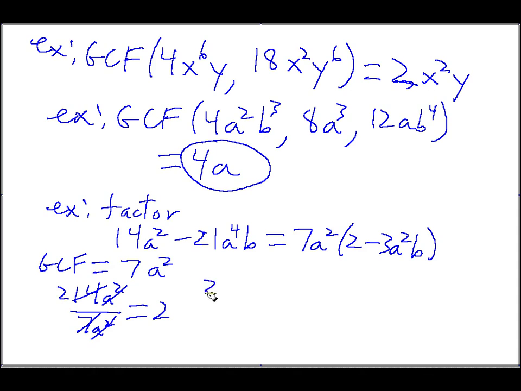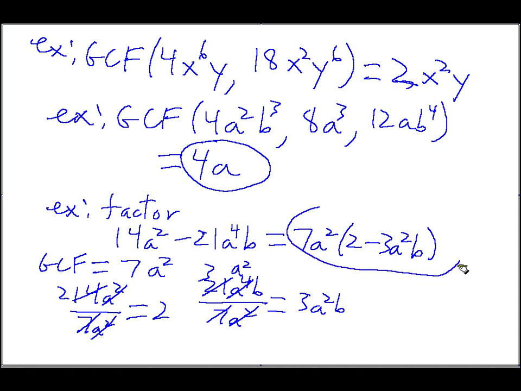Likewise, if I take 21a to the 4th b over 7a squared, 7 into 21, 3 times. a squared can cancel with a to the 4th. There's a squared left up here, and there's b left. So therefore, this is going to be 3a squared b. And that's how we got that. But hopefully we can figure it out in our head without showing all the work here. But again, this is the solution we're looking for. Factoring means rewriting this expression as a product. And I did that here.